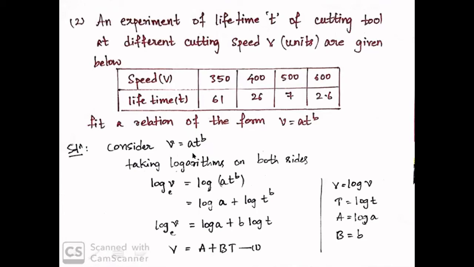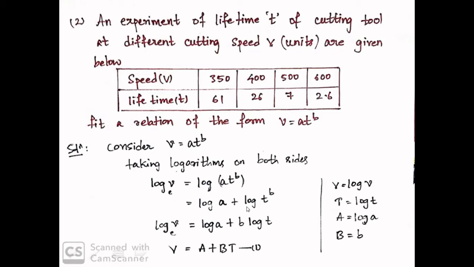The basic principle behind this problem is we have to convert this geometric curve to the straight line form. For that we take log on both sides of the equation. So we have log v is equal to log of a into t to the power of b. So we can apply the logarithmic property here. It is log of m into n can be written as log m plus log n. If we use that property, we have log a plus log t to the power of b.